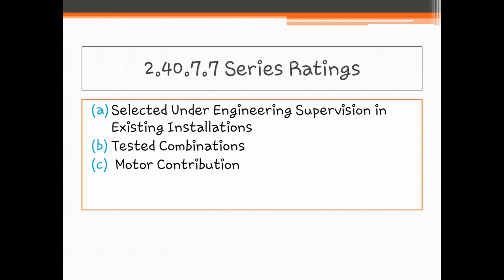Series ratings. Circuit breakers shall meet the requirements selected under engineering supervision in existing installations. The series rated combination device shall be selected by a licensed professional engineer engaged primarily in the design or maintenance of electrical installations. B is tested combinations. The combination of the line side overcurrent device and load side circuit breakers is tested and marked on the end use equipment such as switchboards and panel boards.